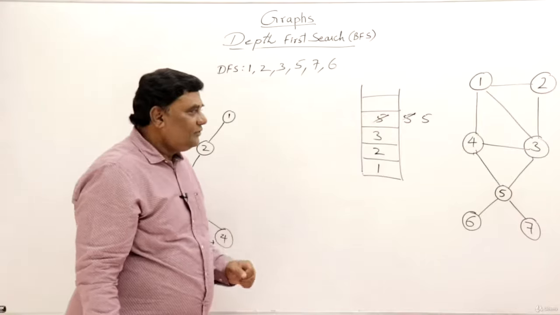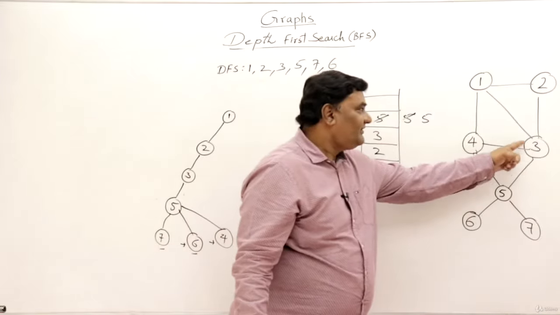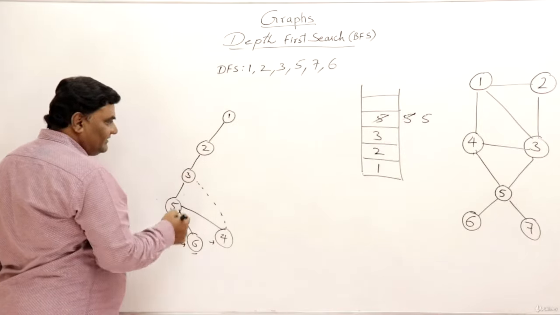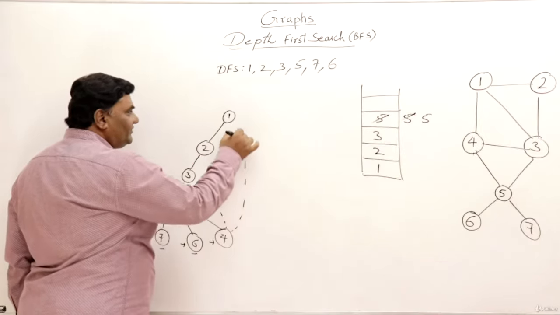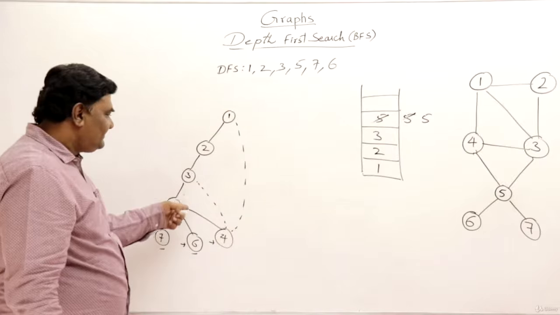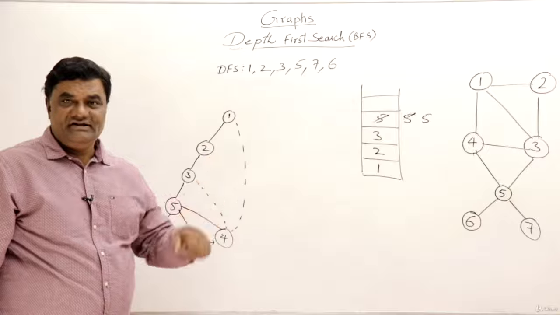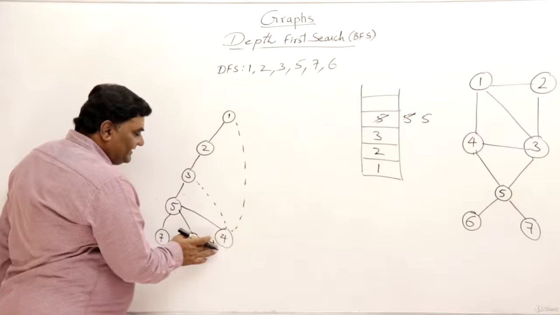From 4, where can I go? From 4 I can go on 3 and 1. 3 is already visited, and 1 is also already visited. So this is the first time I came across already visited vertices, so I have drawn a dotted edge there. Now 4 is completely explored.